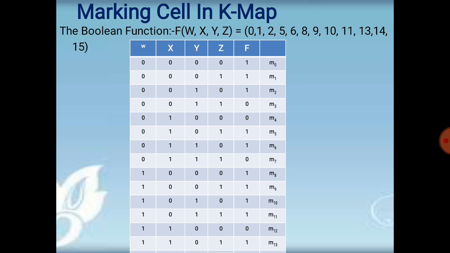Here I have taken a 4 variable function F(W, X, Y, Z) is equal to the sum of subscript values 0, 1, 2, 5, 6, 8, 9, 10, 11, 13, 14 and 15. This is the Boolean function. First we draw the truth table for the given function and it displays all the inputs and outputs.